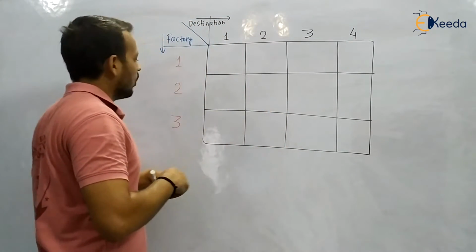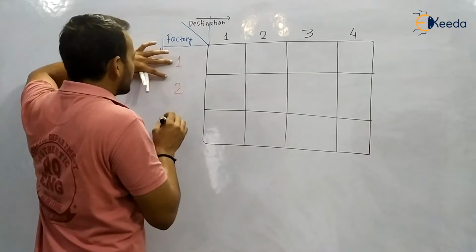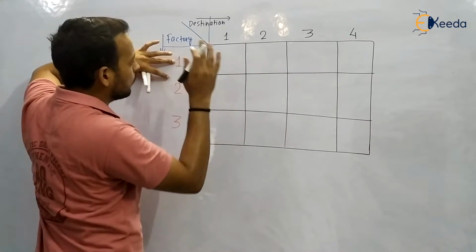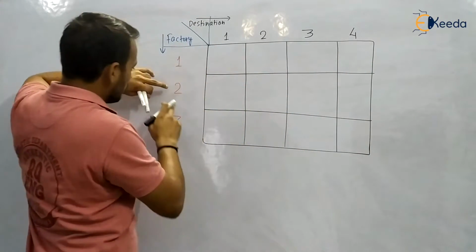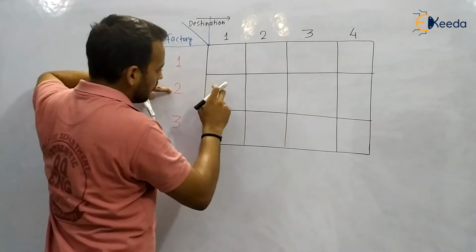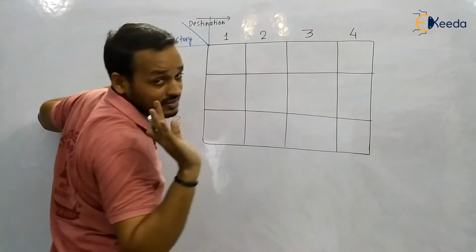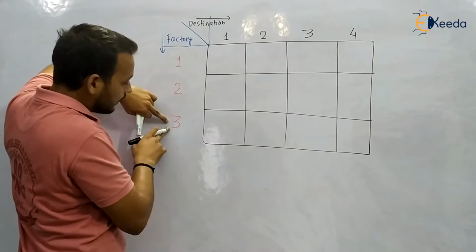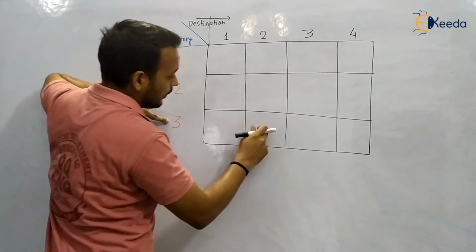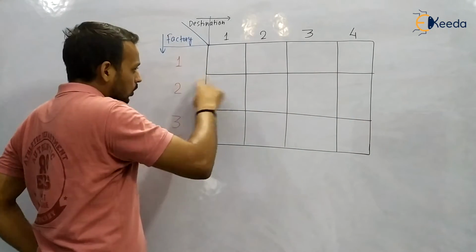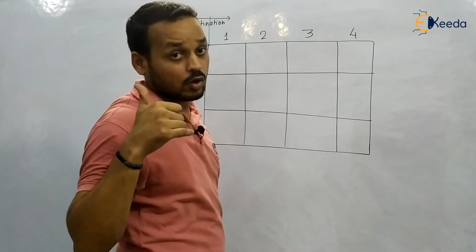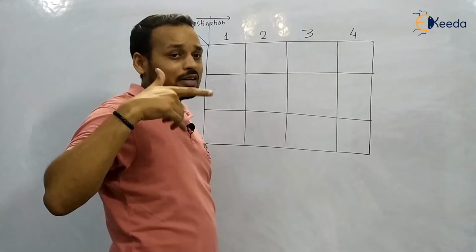In all the cases, suppose you took the items from factory 1, you can supply to 1, 2, 3, and 4. If you took the items from factory 2, you can supply to this and this destination or warehouse. You took the items from the third factory and you can supply to these 4 destinations. In doing all these things some cost will be involved, so we have to minimize that cost.